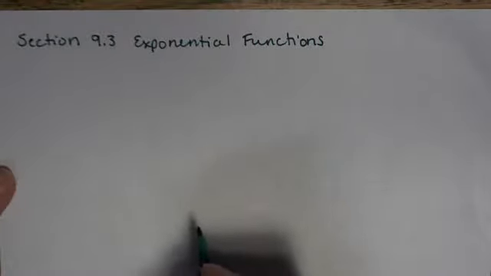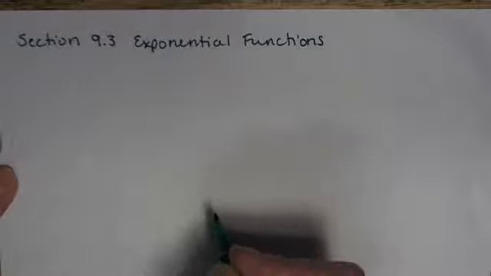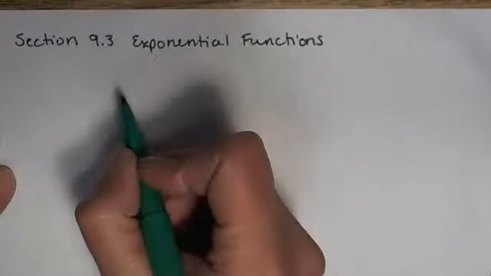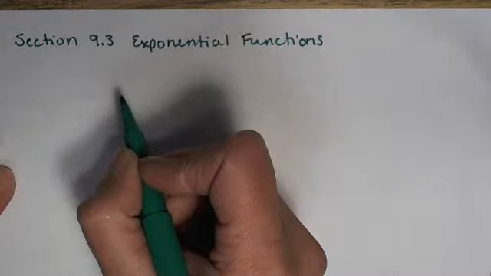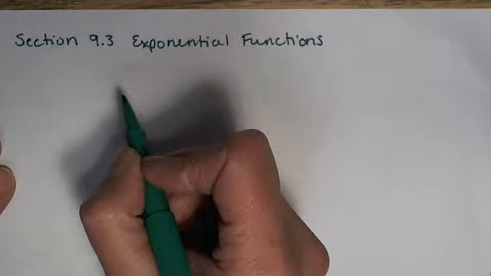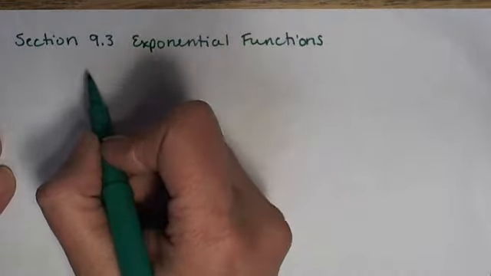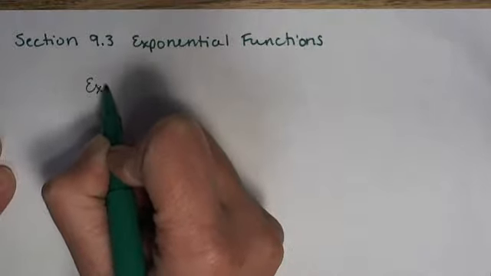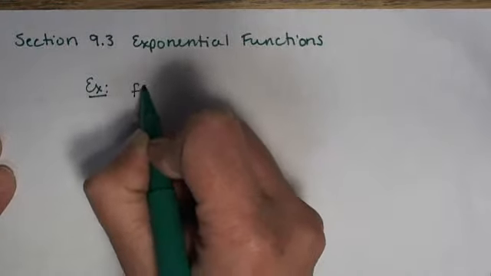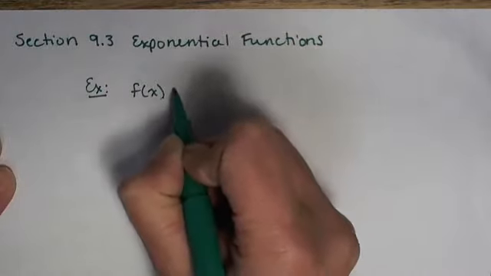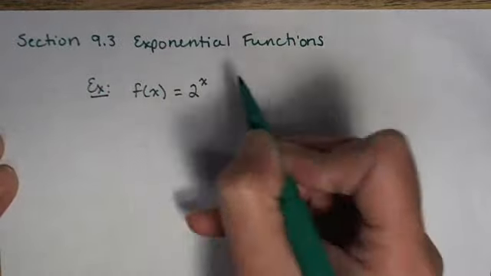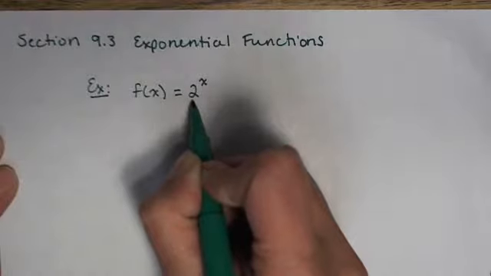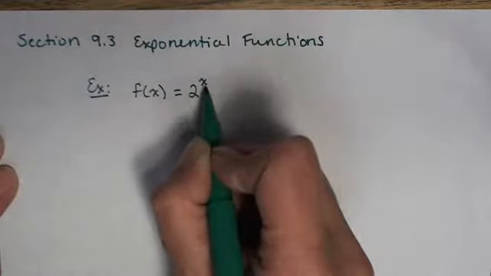Hello, today we're going to talk about exponential functions. Now, unlike polynomial functions, whose terms have variable bases and constant exponents, exponential functions have constant bases with variable exponents. So, for example, what this means is that my function now would be f of x equals 2 to the x. My base is a number and my exponent is a variable.